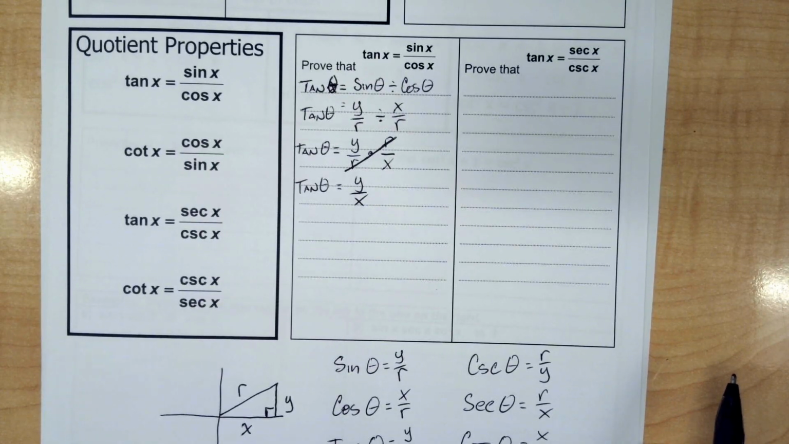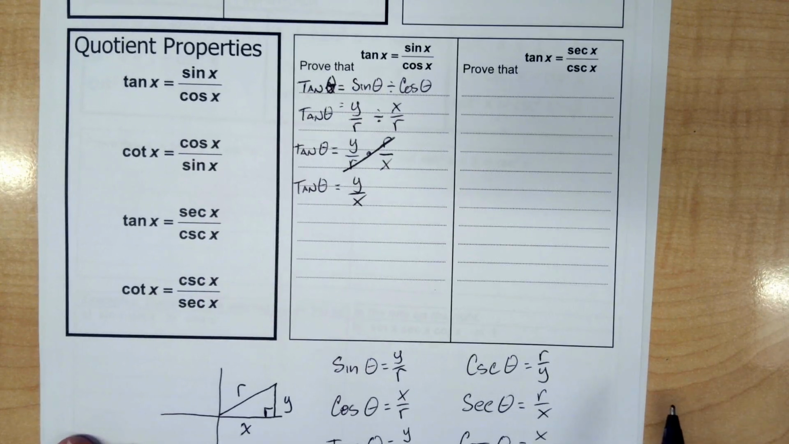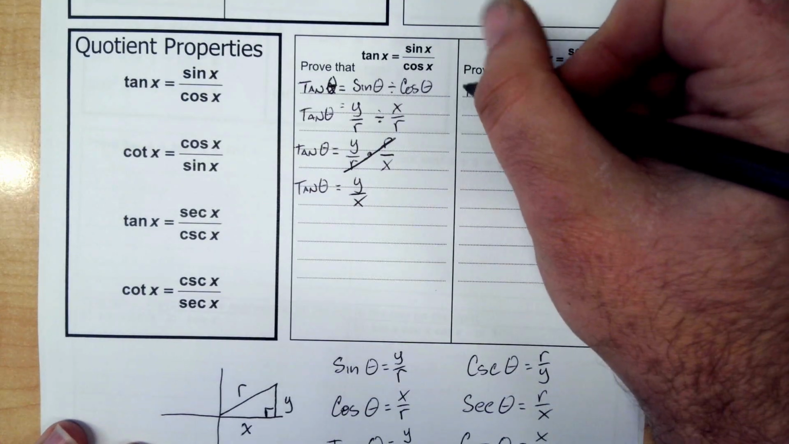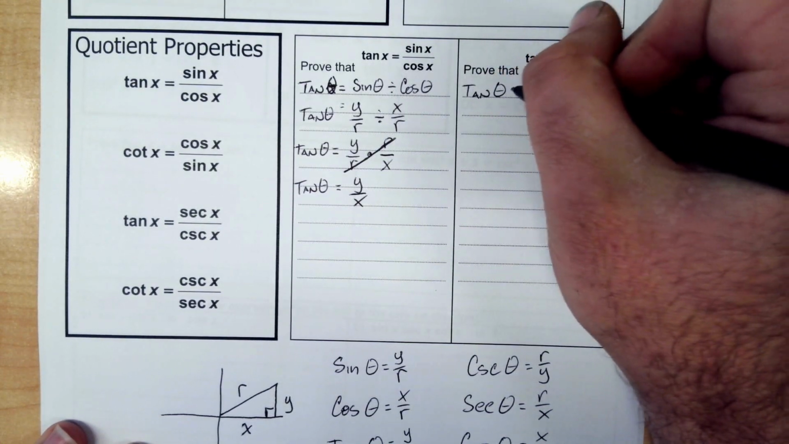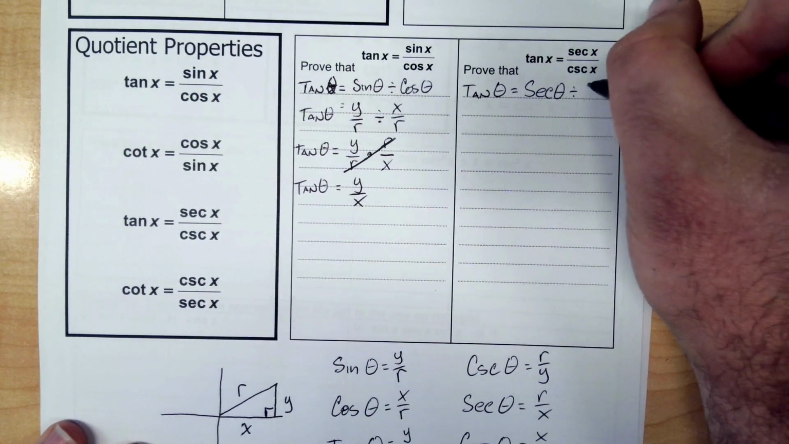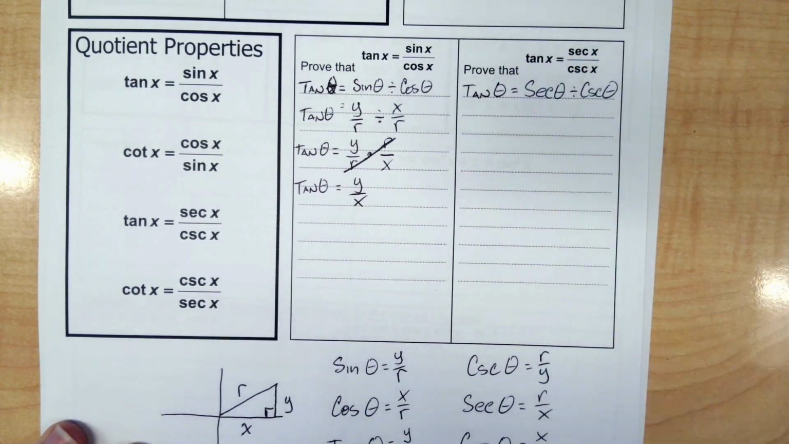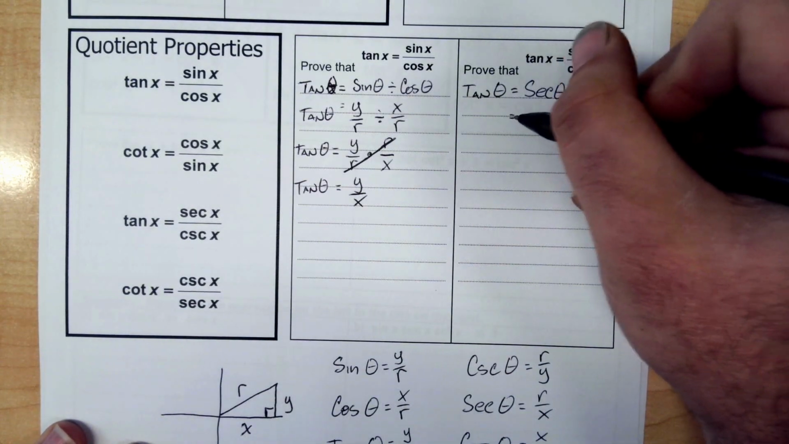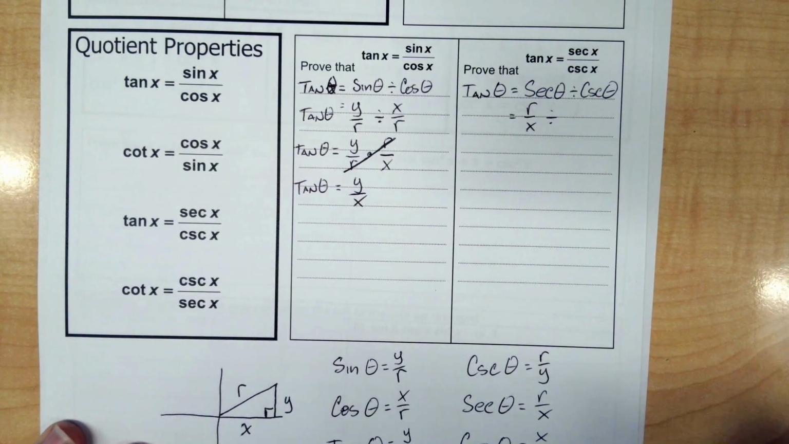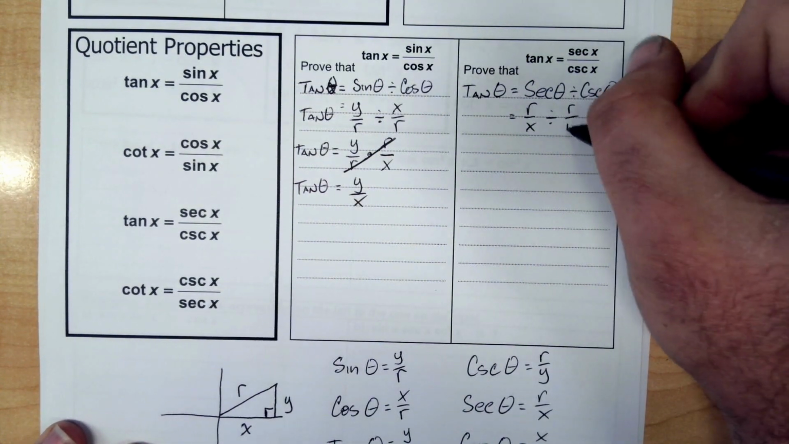Again, similarly, we can do the same thing with secant and cosecant values, but since those are the reciprocals of sine and cosine, it looks like the fraction got flipped a little bit. But the tangent of our angle is going to equal the secant of our angle divided by the cosecant of our angle. Again, the secant we could write as r over x, and the cosecant we can write as r over y.